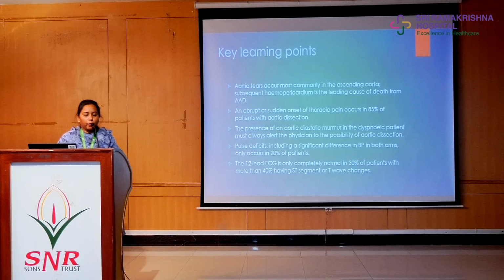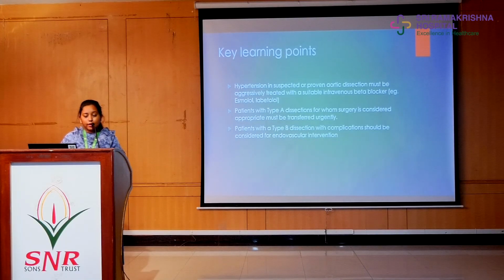So what are the key learning points from the emergency point of view? Aortic tears most commonly occur in the ascending aorta, with subsequent hemopericardium being the leading cause of death from acute aortic dissection. An abrupt or sudden onset of thoracic pain occurs in 85% of patients with aortic dissection. The presence of an aortic diastolic murmur in the dyspneic patient must always alert the physician to the possibility of aortic dissection. Pulse deficit, including significant difference in BP in both arms, occurs only in 20% of cases. The 12-lead ECG is completely normal in only 30% of cases, with more than 40% of cases having ST-T changes.